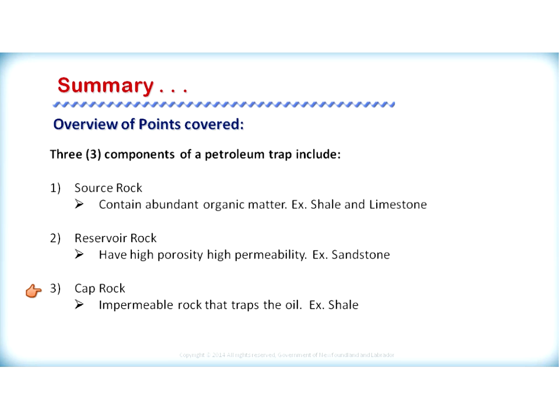So the three components of a petroleum trap would include the source rock, which is the source of the organic material, a reservoir rock, which would hold the hydrocarbons as they migrate through, and a caprock, which is responsible for trapping the petroleum within the reservoir rock.